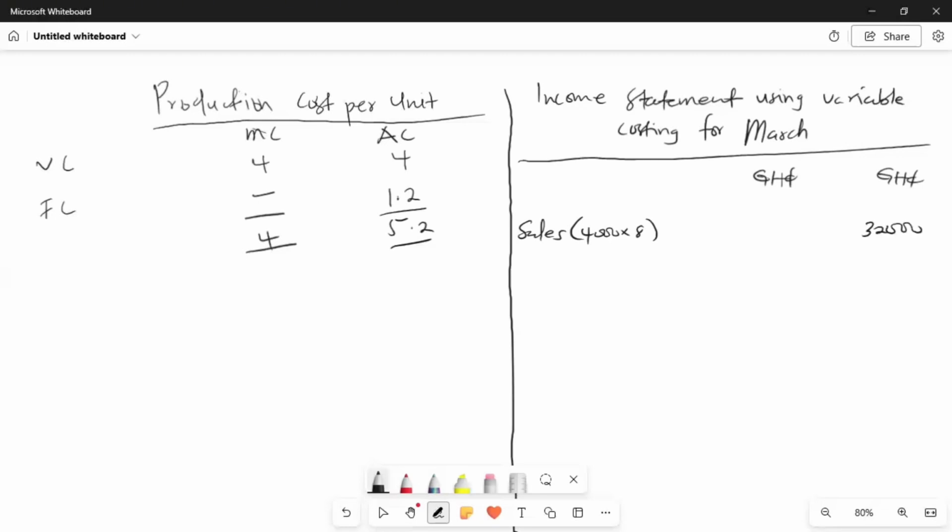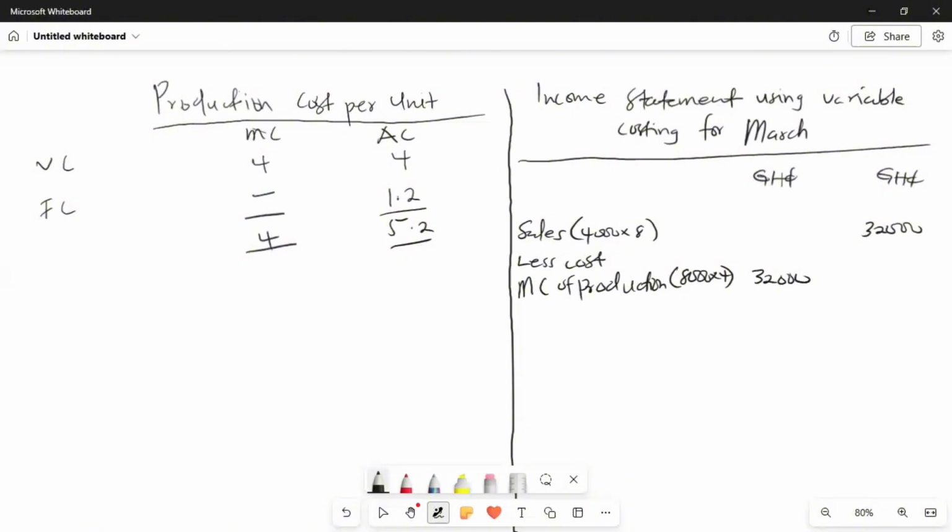Now we less our costs. So we find our marginal cost of production. We find our production units. What's our production unit for March? Production unit for March is 8,000. And under the marginal costing, the production cost per unit is 4. So we are going to multiply the 8,000 units by 4, which will also give us 32,000.